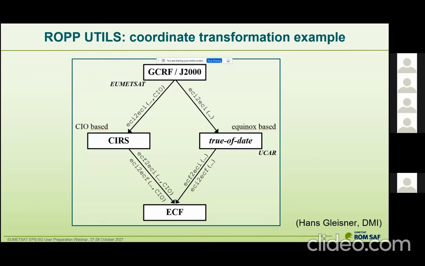Here's a little example of something courtesy of Hans Gleisner at DMI, something that went into ROPP a few years ago, converting between the inertial frames used by EUMETSAT here at the top, and the true-of-date inertial frame used by UCAR. Obviously it's important to get those two to talk to each other so that we can compare the two. So that's just an example of the sort of thing that's in the utilities module.